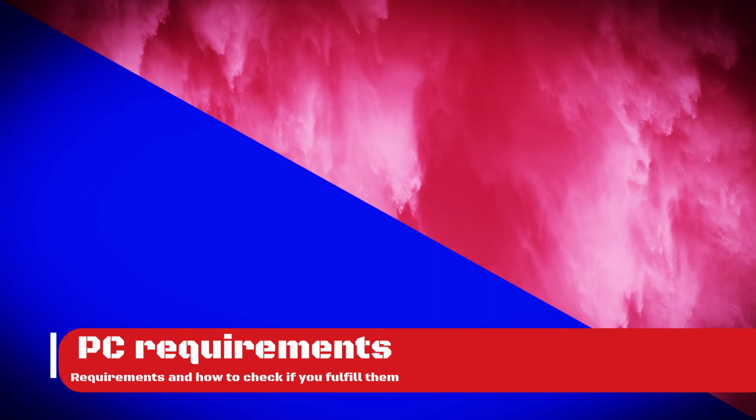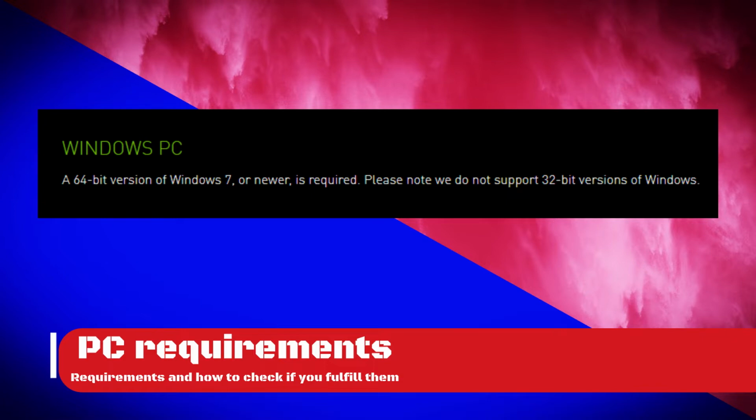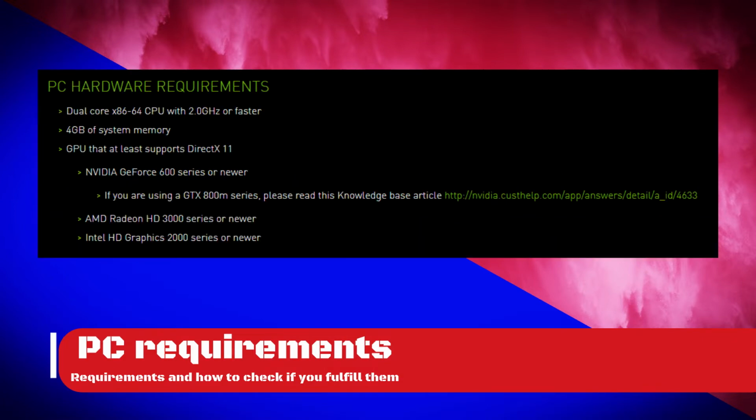Now, let us talk about your device. First up is PC. For PC, you need to have a 64-bit version of Windows 7 or newer. It does not support 32-bit versions. You also need at least a dual-core CPU with 2.0 GHz, 4 GB of RAM, a GPU from NVIDIA 600 series or newer, or AMD Radeon 300 or newer, or Intel Graphics 2000 or newer.